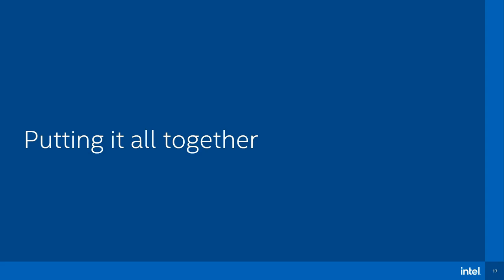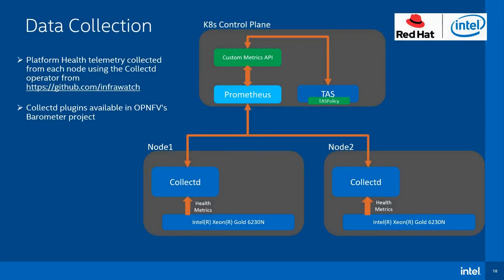In this video, we will combine those components to realize a platform resiliency use case. The last level cache load misses and memory bandwidth usage of each node is monitored using the Intel PMU and Intel RDT plugins enabled in the CollectD operator. These metrics are then stored in Prometheus and made available to TAS via the custom metrics API.